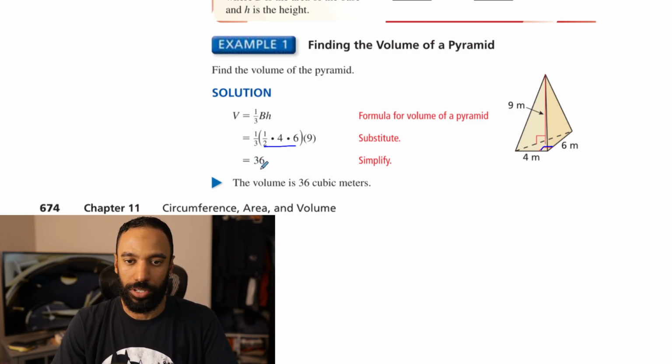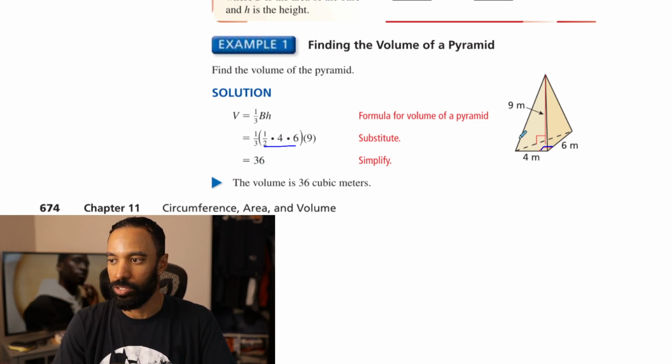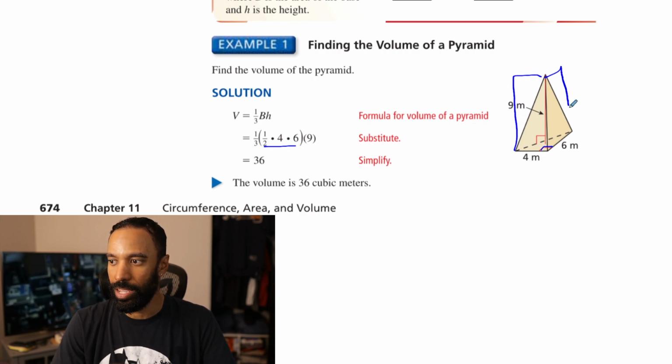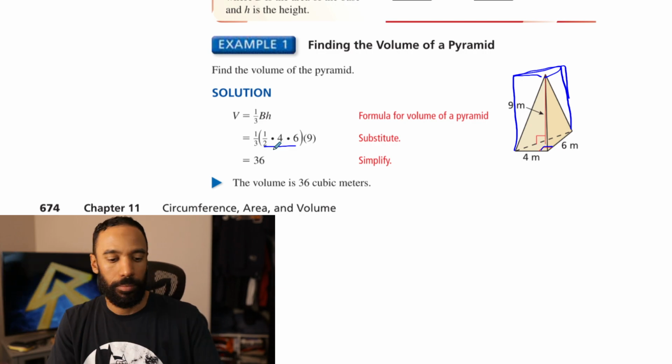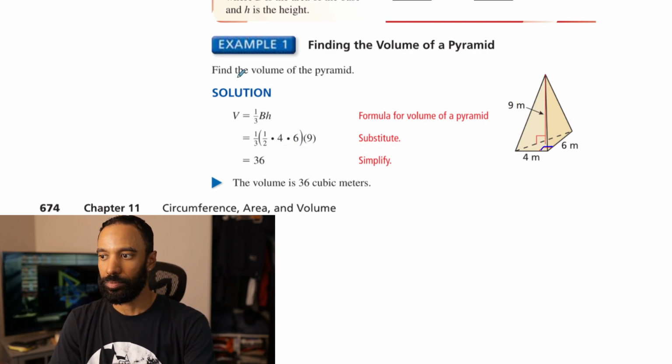Apparently it calculates to 36. I'm going to trust them. 36 cubic meters is the volume of that pyramid. Now a triangular prism that would have had the exact same area of base and height would have been 108 cubic meters, 3 times as big. But this one is not that. Okay.